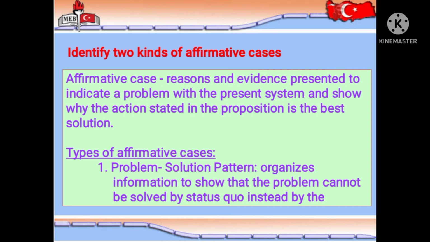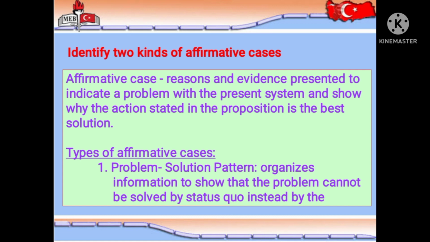Identify two kinds of affirmative cases. Affirmative case reasons and evidence present to indicate a problem with the present system and show why the action stated in the proposition is the best solution. So, in affirmative cases in a debate, the affirmative team needs to try and prove that there is a problem in the world that needs to be fixed. Then you should try and come up with a plan and points to support the plan as to how you are going to fix the problem.